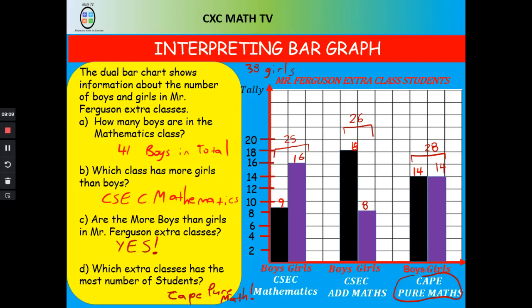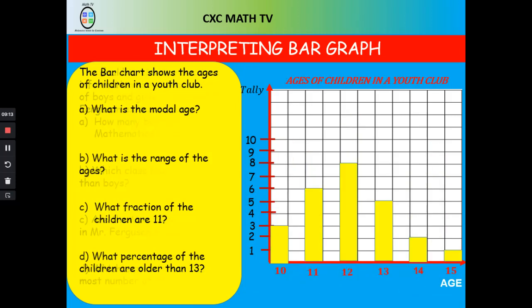And that's it. Okay, I know you want one more to do, right? So here's another one. It says the bar chart shows the ages of children in a youth club. Pause the video and answer part A through to D.